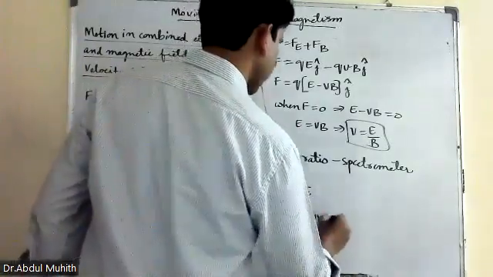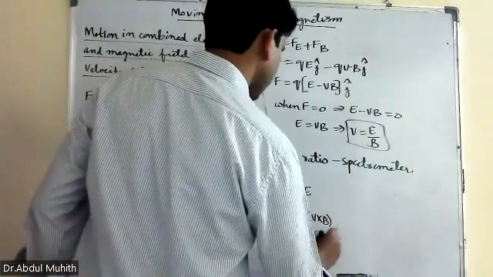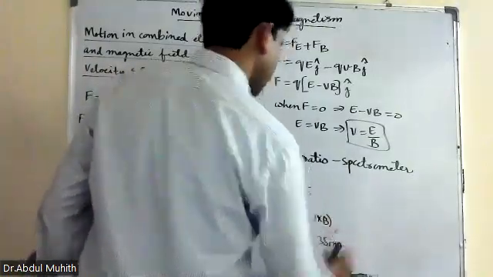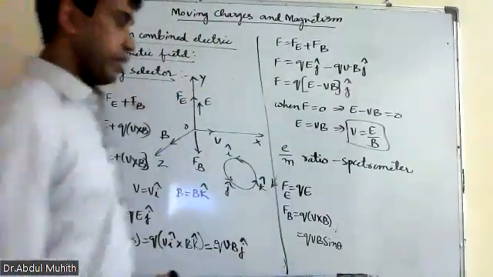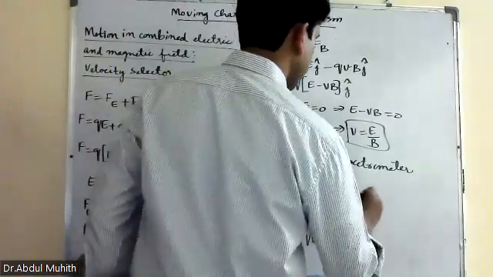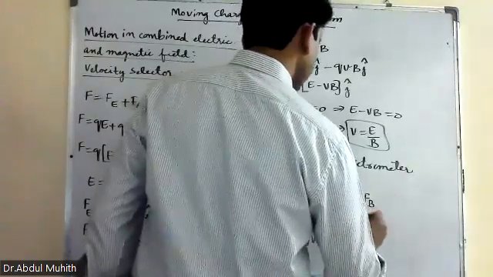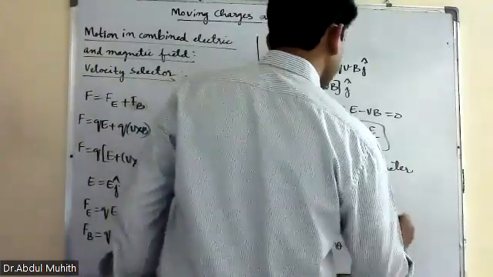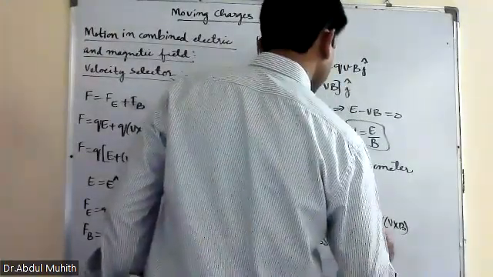So the formula is qvB sin theta. So what is the Lorentz force? If the charge is placed in both electric and magnetic field at the same time, the formula is F is equal to FE plus FB. Clear? So that will become F is equal to qE plus q into v cross B. So the formula is F is equal to q into (E plus v cross B).